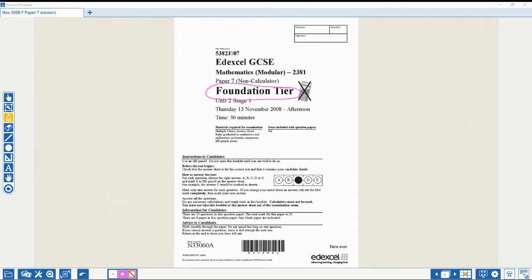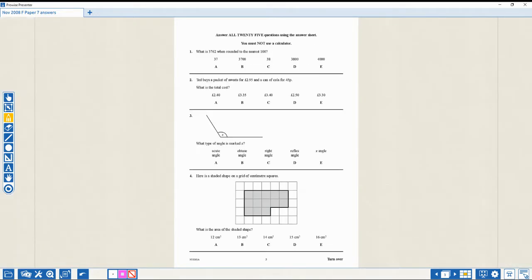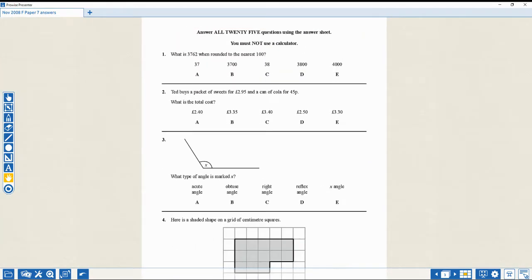Foundation tier, November 2008. Let's make it a bit bigger for you. Here we go. So we've got the first question here, 3,762 rounds to the nearest hundred.